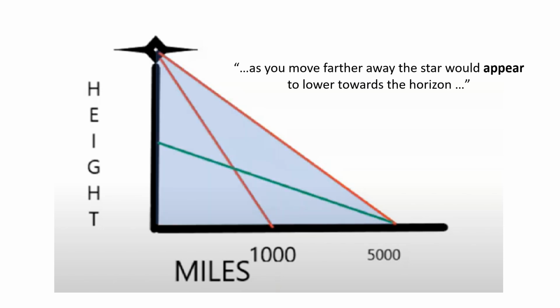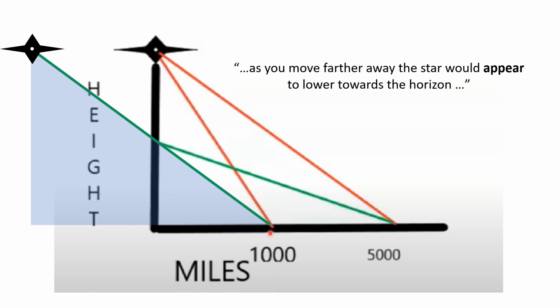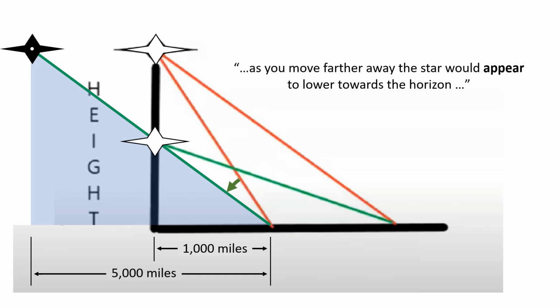So all we need to do is just fill in this triangle formed by the line of sight from 5,000 miles. Then move it over so the observer location is at the same place as the 1,000-mile observer. And look at that. The green line of sight here is lower than the red line of sight here, which clearly shows that, yes, Polaris does appear closer to the horizon when it is 5,000 miles away as opposed to when it is 1,000 miles away. And you have to wonder, why are these simple concepts so confusing to flat earthers?